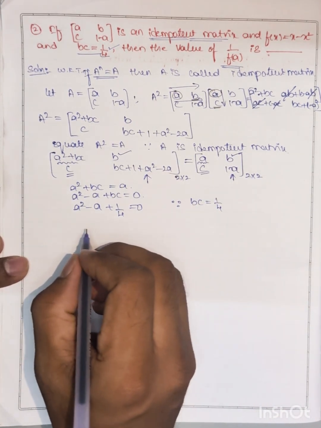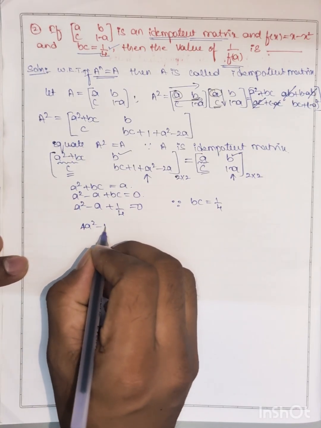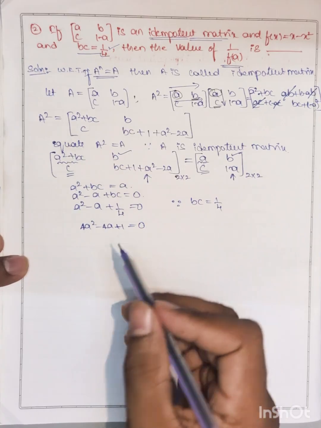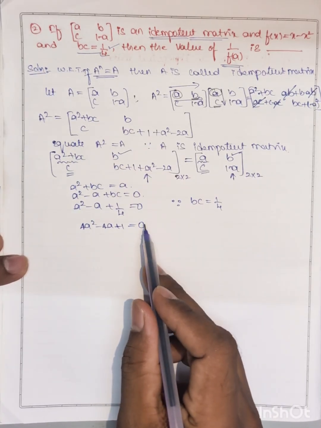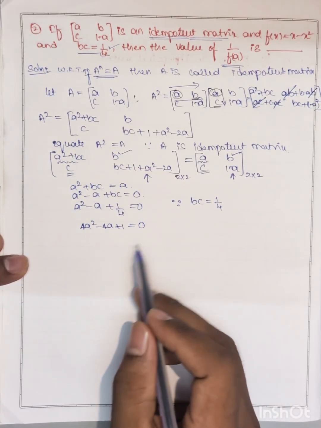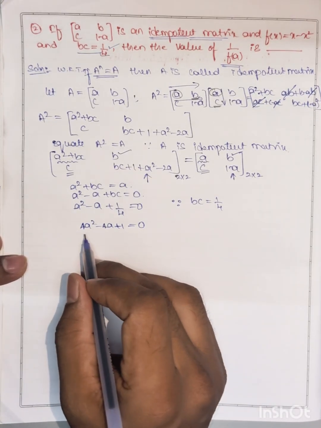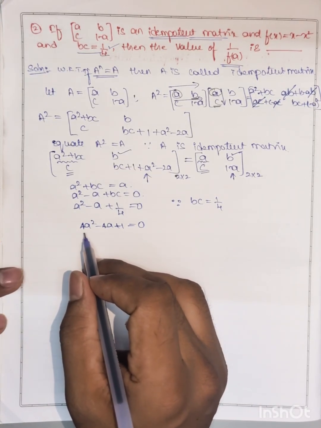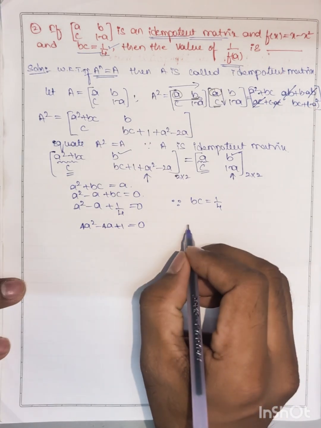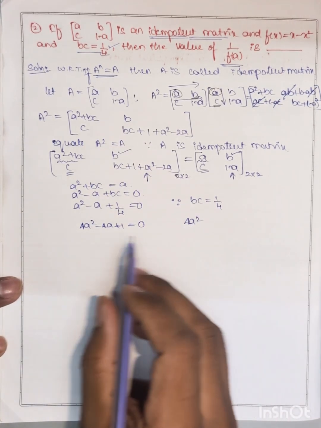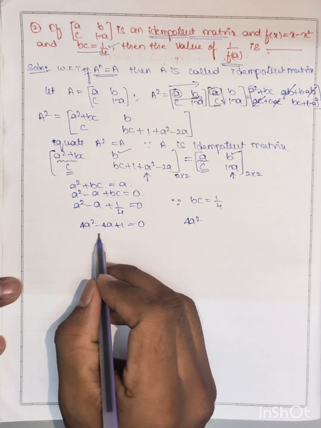You will get the quadratic equation, so that we get 4A square minus 4A plus 1, whole divided by 4, is equal to 0. Later on, the denominator 4 will be multiplied with the RHS 0, cross multiplication. So 4 into 0 will become 0. Now we found the quadratic equation. We should find the roots of the quadratic equation. By multiplying the first and last term, we get plus 4A square, which means by multiplying any two terms, we should get 4A square. By subtracting those two terms, we should get minus 4A.